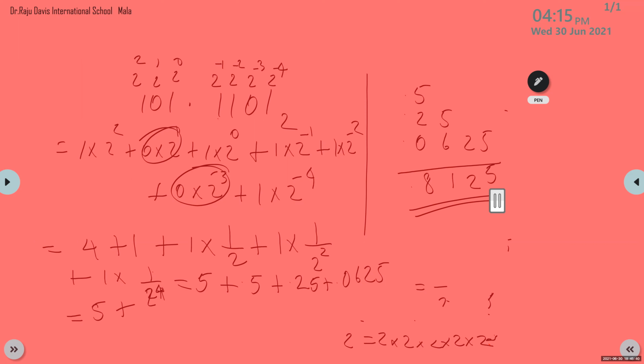Now it's clear? I think your problem is with this addition. Okay, you check the answer. So the answer is 5 plus 0.8125. So the answer is 5.8125. Now it's clear, Ranil? Yes, ma'am. Okay.